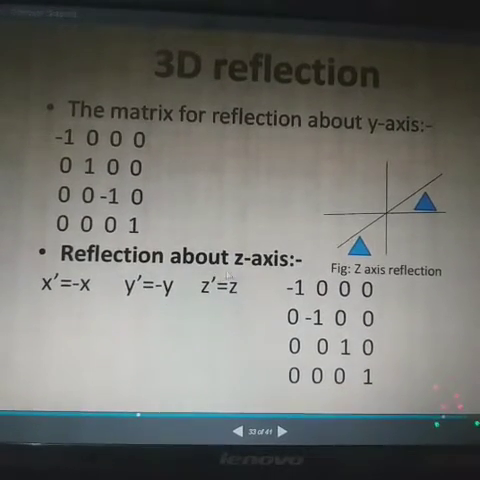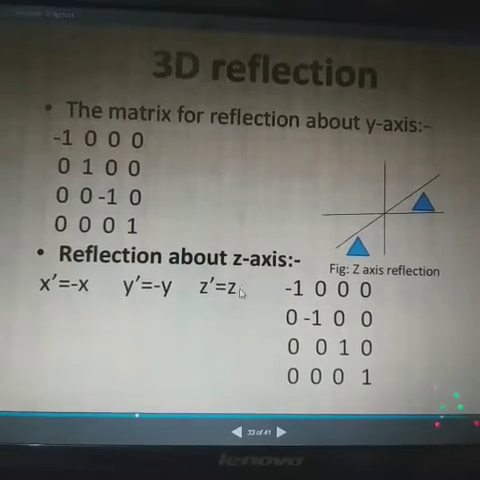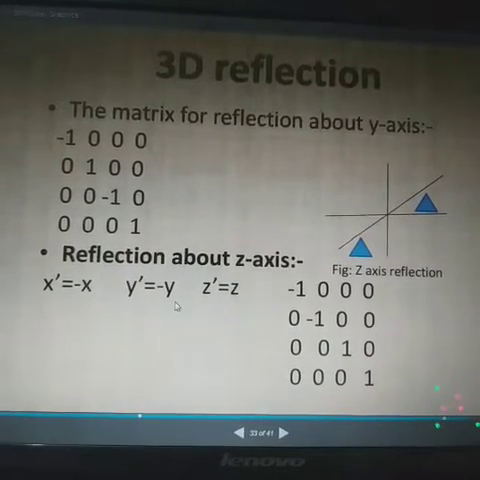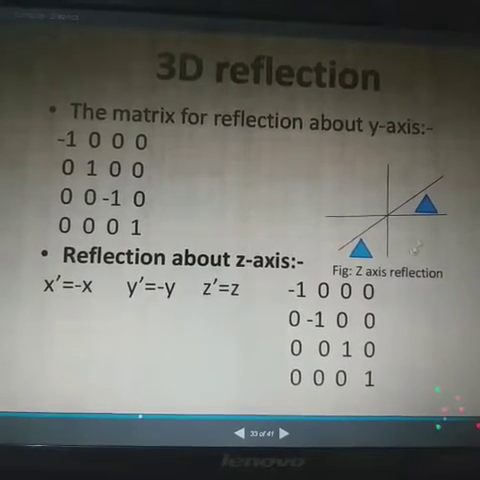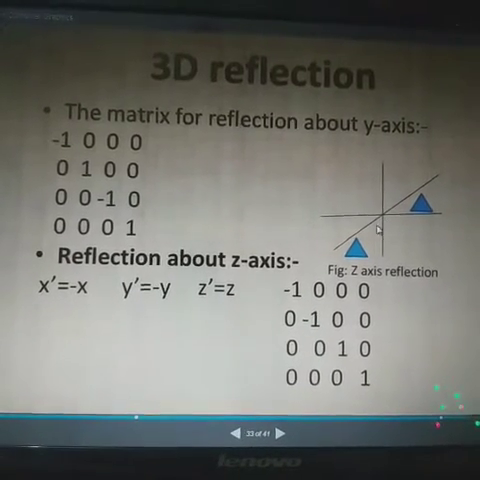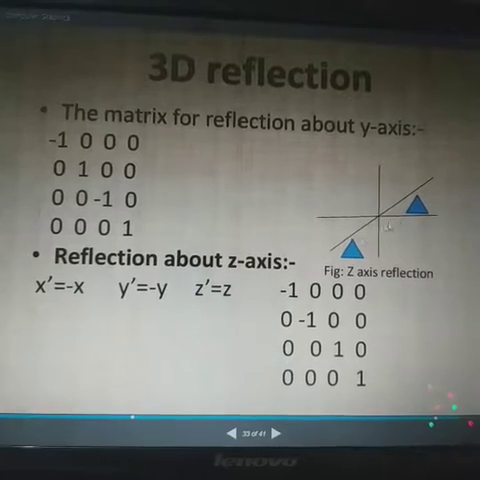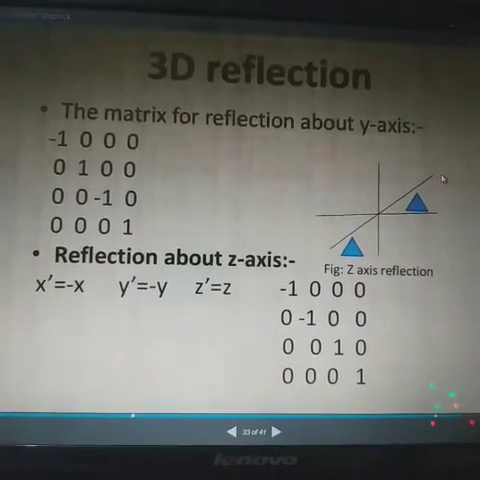So reflection about the z axis: z remains positive, x and y are negative. So for x and y negative, the other is positive. So this is the reflection about the z axis.